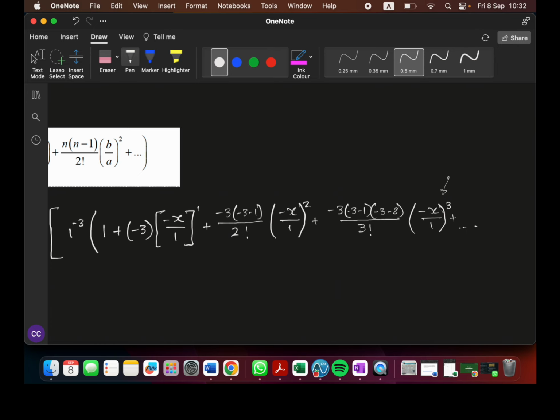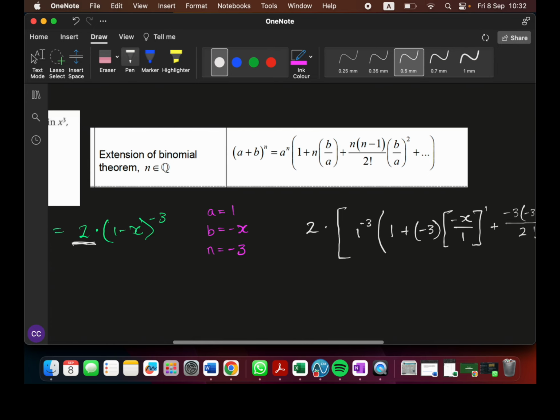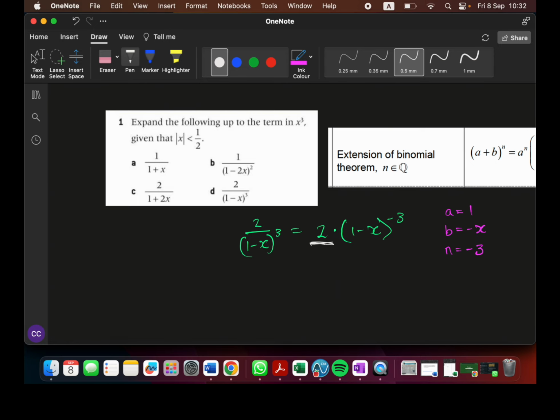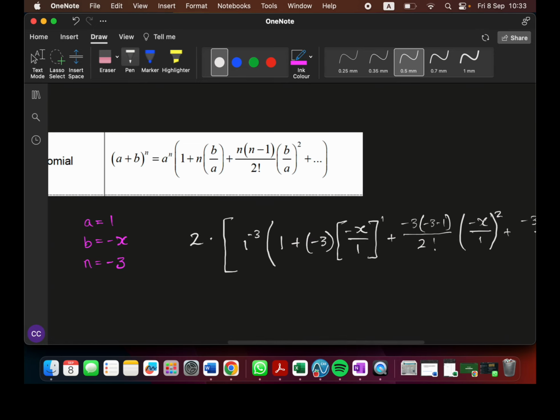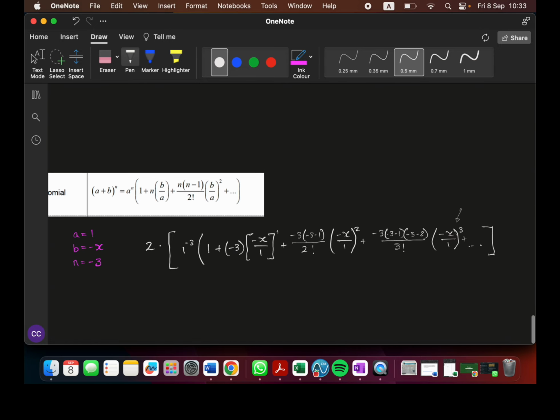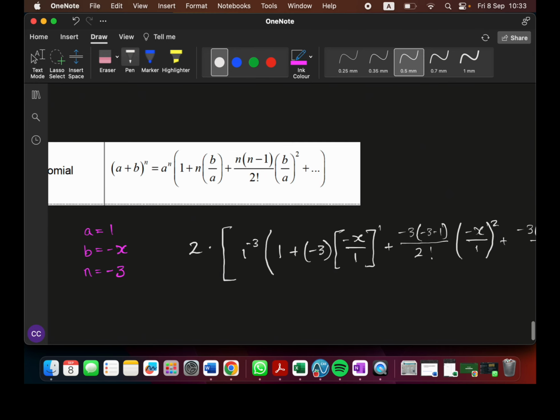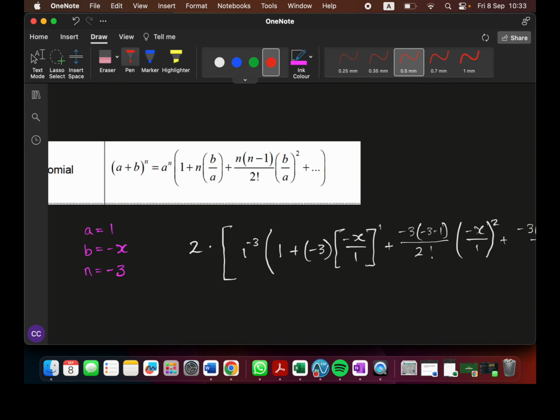Okay, so does this ask me to simplify, expand the following up to that? Okay. So we can simplify this a little bit if we just break it down by parts. This would turn into 2 times 1 plus negative 3 times negative x, which is just 3x.